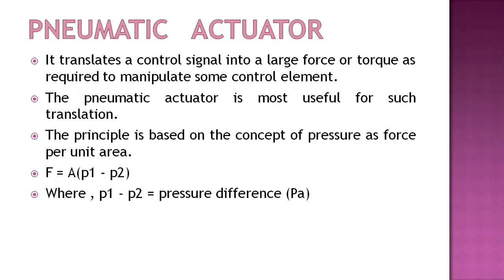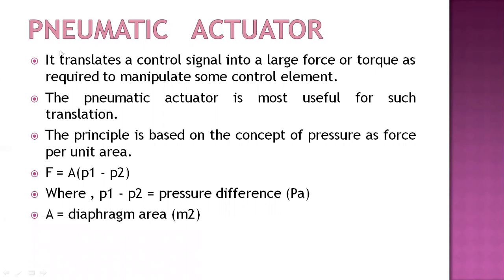If we need to double the available force for a given pressure, it is merely necessary to double the diaphragm area also. So very large forces can be developed by standard signal pressure ranges, obviously from 3 to 15 psi, and many types of pneumatic actuators are available, but perhaps the most common are those associated with control valves.